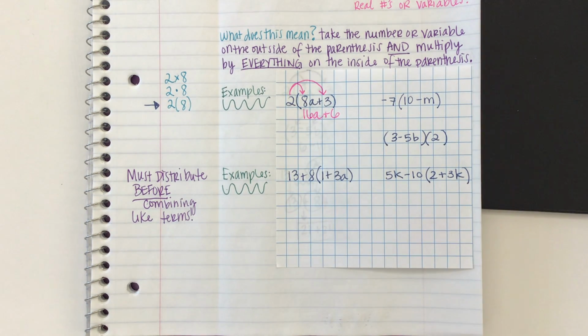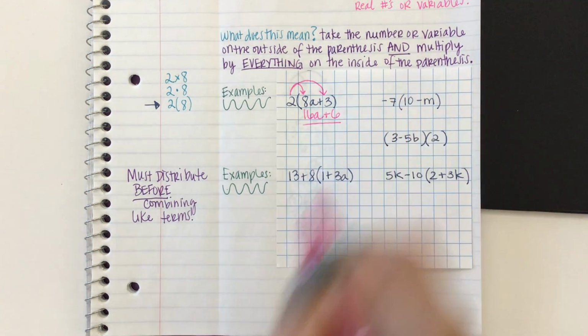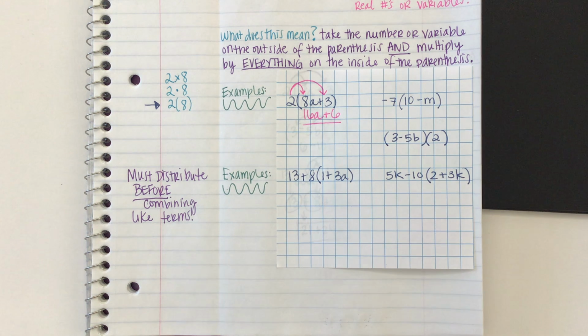And then I look, can I simplify this any further? No, I cannot, because I have a variable and a number and those do not simplify. So that is my final solution.